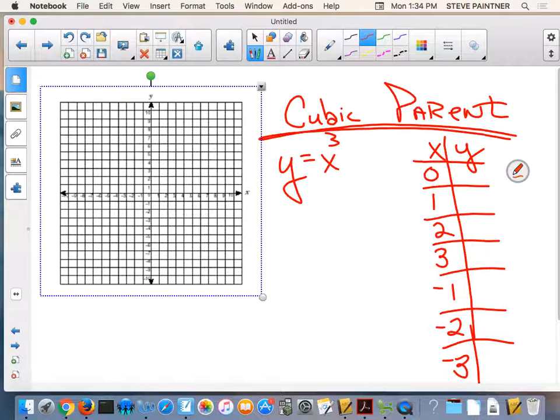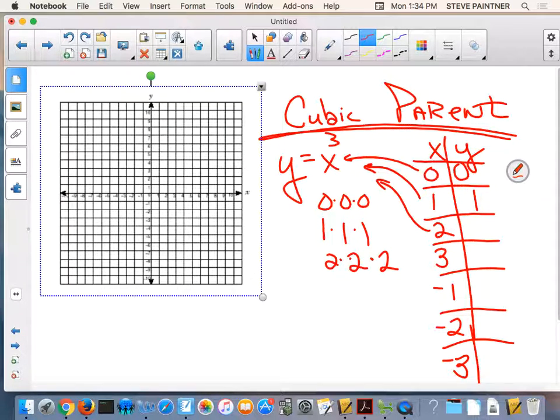Stay with numbers close to 0. 1, 2, 3, negative 1, negative 2, negative 3. So you put the 0 in, and it just says x cubed. So really, aren't you just doing 0 times 0 times 0? Answer? 0. Okay. But what happens when you put in the 1? 1 times 1 times 1 is 1. Now put the 2 in. 2 times 2 is 4. 4 times 2 is 8.